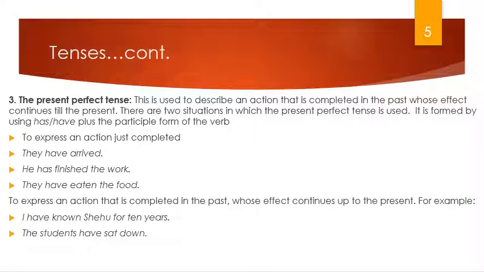Present perfect tense expresses an action just completed. For example, they have arrived. He has finished the work. They have eaten the food. That is, for he, she, it, has is attached when expressing present perfect tense to the subject of the sentence. But for the remaining persons, that is the first and second person, have is used.